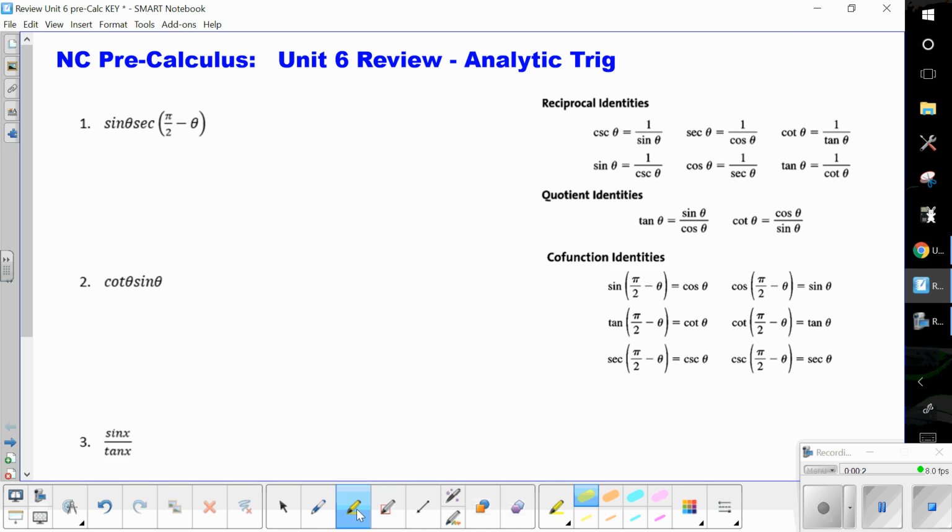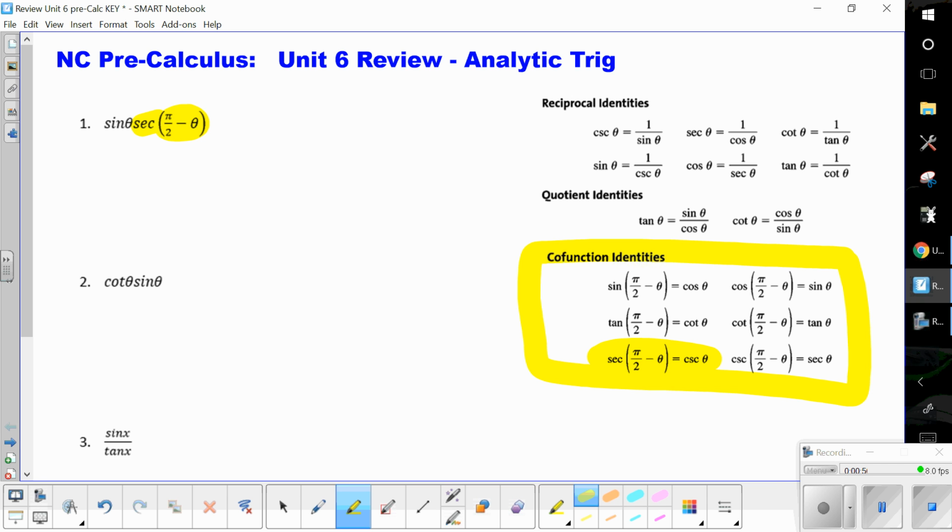So our goal is how can we manipulate these expressions so they shrink up and things cancel out and disappear and so forth. So the first thing I'm going to notice is this pi over 2 minus theta. And obviously that represents these cofunction identities. So the one I want to use is, it says secant. And I notice right here secant. So all of that is equivalent to cosecant.